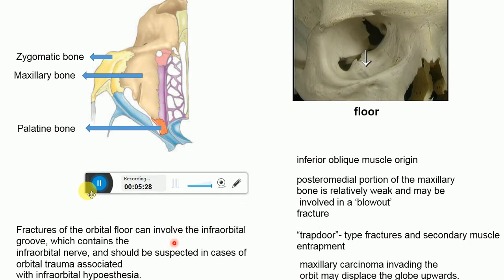Fracture of the orbital floor may involve the infraorbital groove, which contains the infraorbital nerve. It should be suspected in cases of orbital trauma associated with infraorbital hypoesthesia. The floor is also the origin of the inferior oblique muscle, and the site of blowout fracture, trapdoor fracture, and secondary muscle entrapment, because the posterior medial portion of the maxillary bone here is relatively weak. This was about the floor.